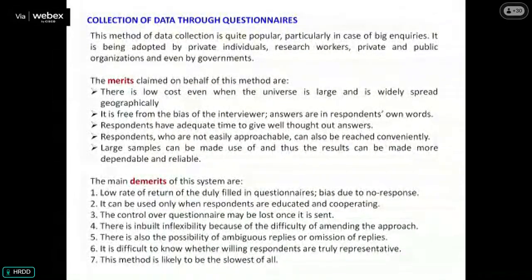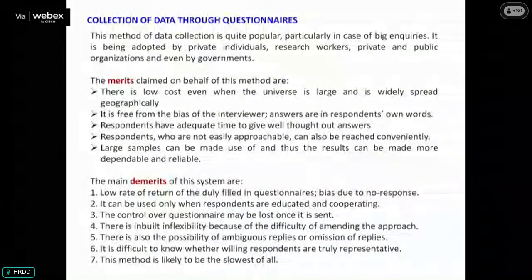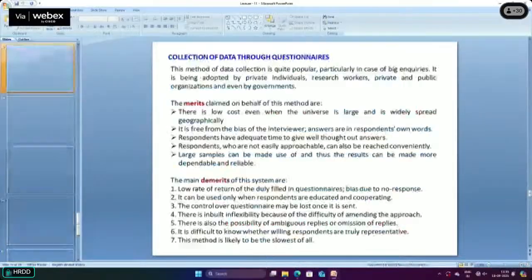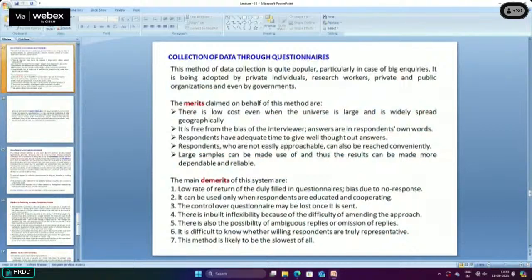Demerits: low rate of return of duly filled questionnaires. You people don't fill them and give them back, right. And it can be used only when respondents are educated and cooperating. So cooperate. The control over the questions may be lost once it is sent. There is an inbuilt inflexibility, with difficulty in amending the approach and other things. So I have listed all of those; read through it and see how the collection of data is done through questionnaires.